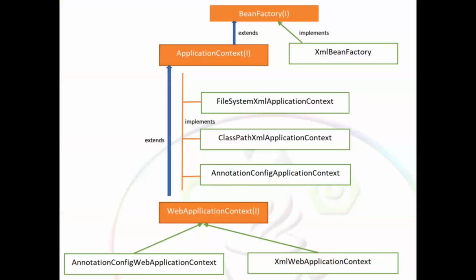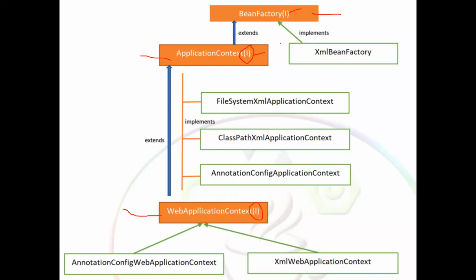We have a couple of containers available. Just have a look at this diagram. Here we have some containers available. BeanFactory, one IOC container. ApplicationContext, an IOC container. WebApplicationContext, one IOC container. These are all called interfaces. See, I represents interfaces here.